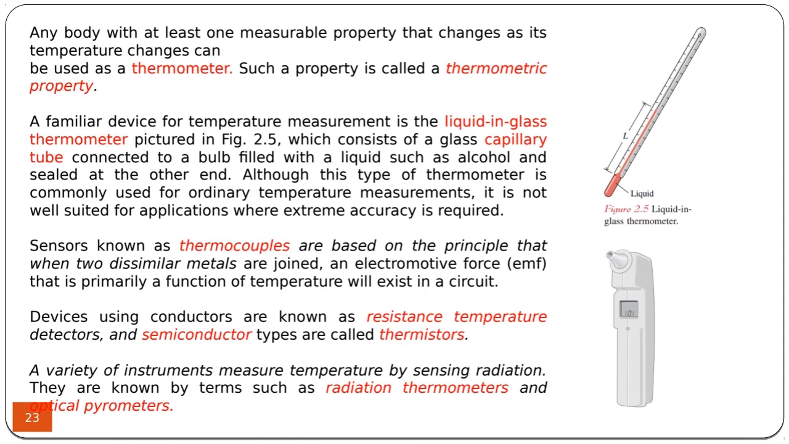Sometimes resistance thermometers can be used because many materials change their resistances according to the temperature, and there is also use of semiconductors, and the temperature measurement devices using semiconductors are called thermistors. The temperature measurement devices that use radiation principles such as infrared or pyrometers are called infrared radiation thermometers or optical pyrometers.